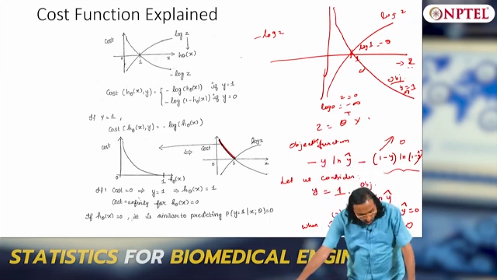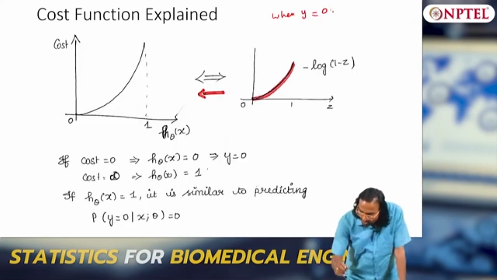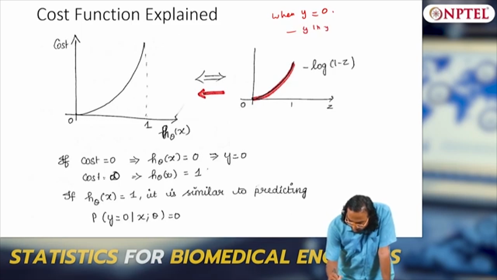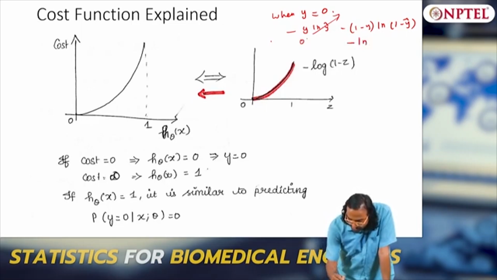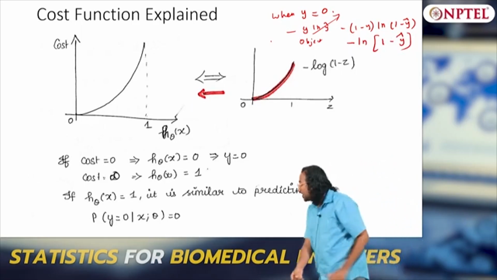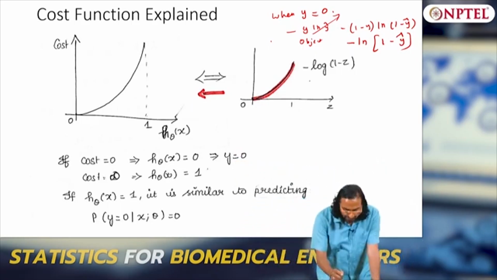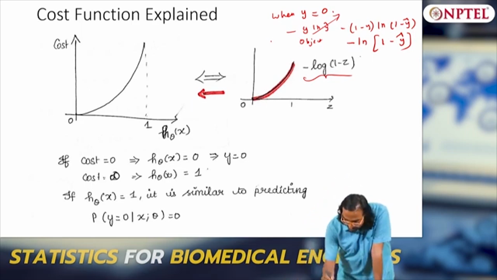Okay. Now assume a case where y equals 0. When y equals 0, what is my cost function again? Minus y ln y hat minus (1 minus y) ln (1 minus y hat). When y equals 0, the first part goes to 0. So my objective function is minus ln (1 minus y hat), clear. And this is the graph of minus ln (1 minus y hat).